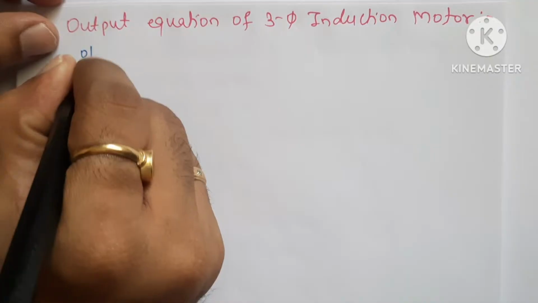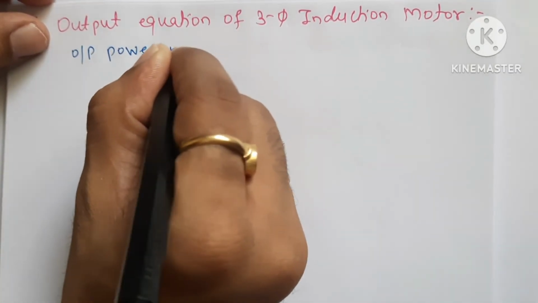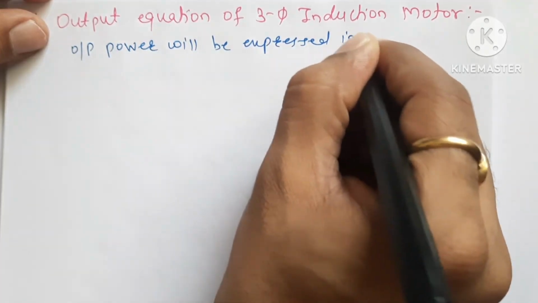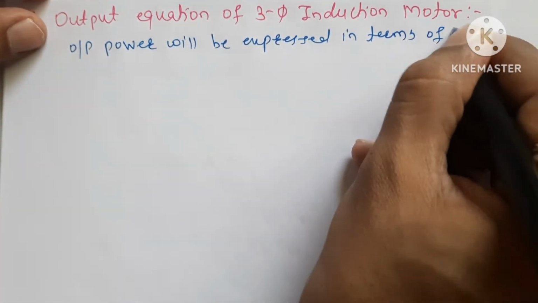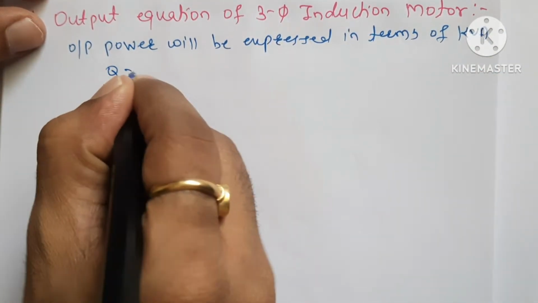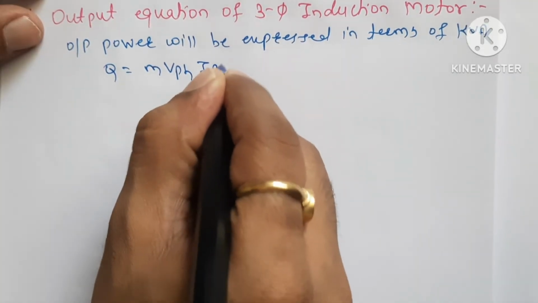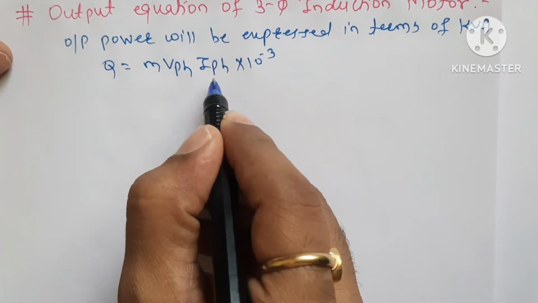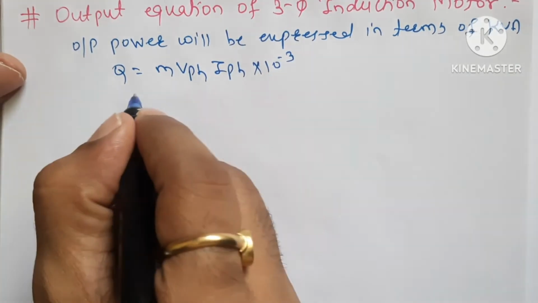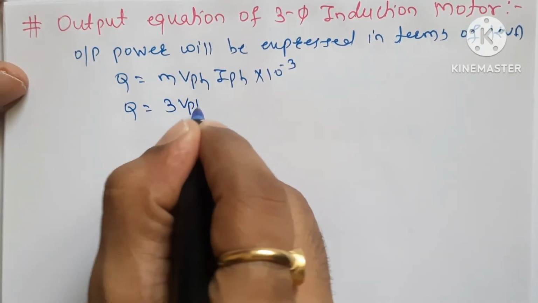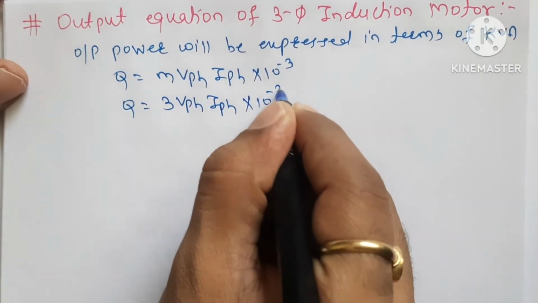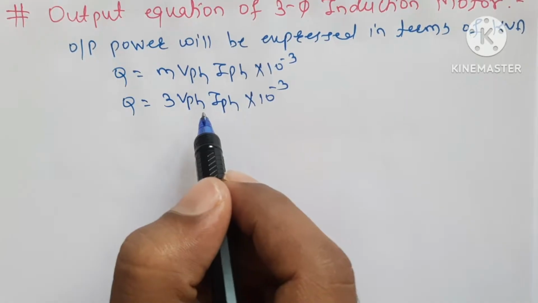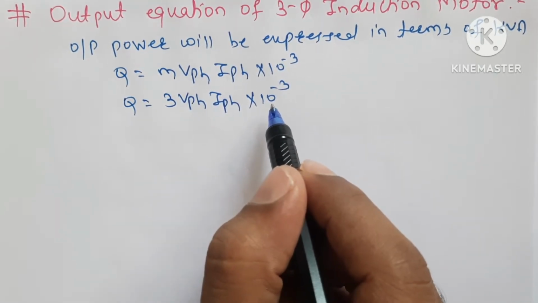Now output power will be expressed in terms of kVA. Q is equal to m VPH IPH into 10 to the power minus 3. M is the number of phases, VPH is the voltage per phase, IPH is the current per phase. Therefore, Q is equal to 3 VPH IPH into 10 to the power minus 3. Since the machine is a three-phase induction motor, we write 3. If it is single phase, we will write VPH IPH. And to convert power into kVA, we multiply by 10 to the power minus 3.